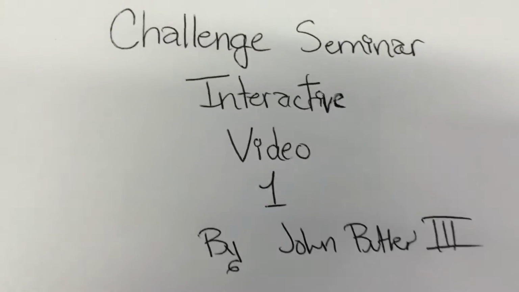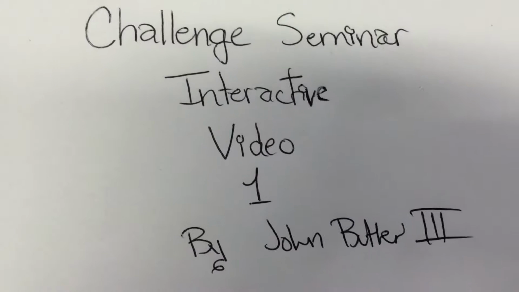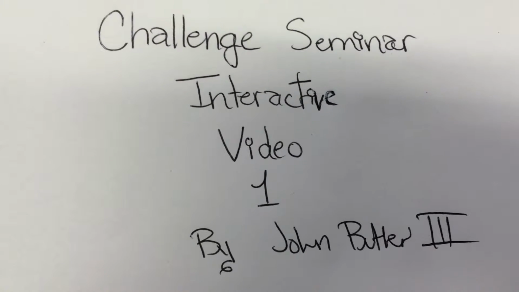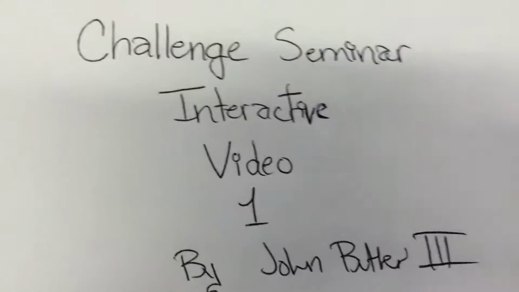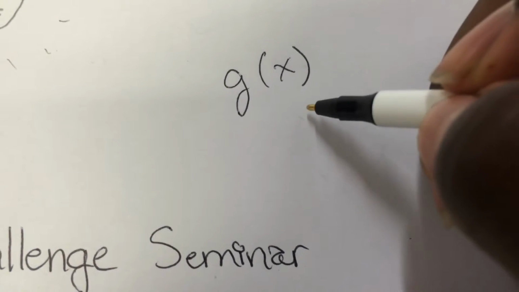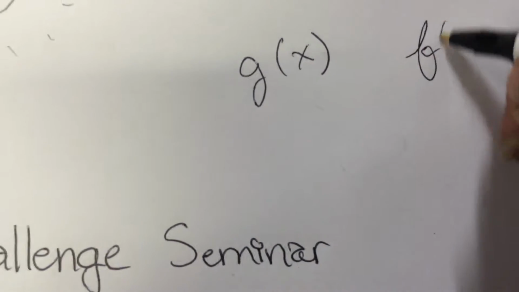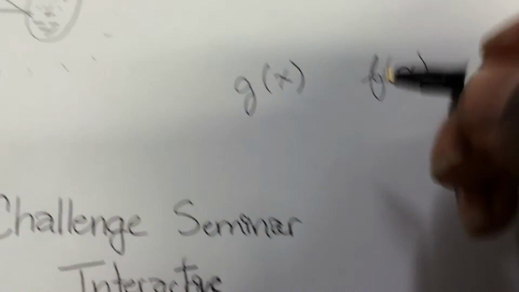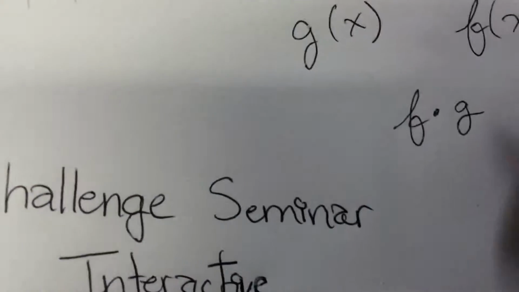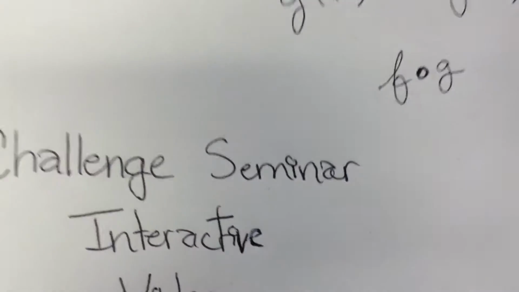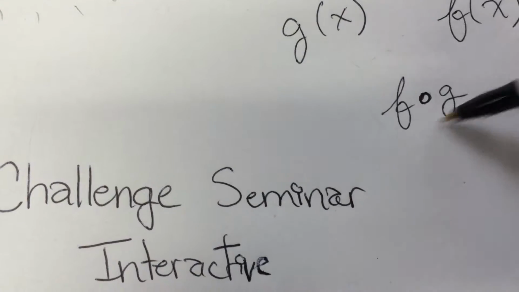I am in Math 1000, so I chose to do the question in section 1.6, number 73. Basically, the question asks if in the function g of x, the range of g of x is the domain of f of x, what does that mean for f of g, the composite of that function?